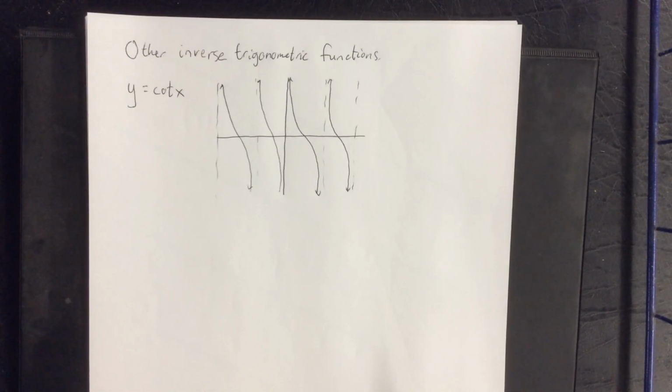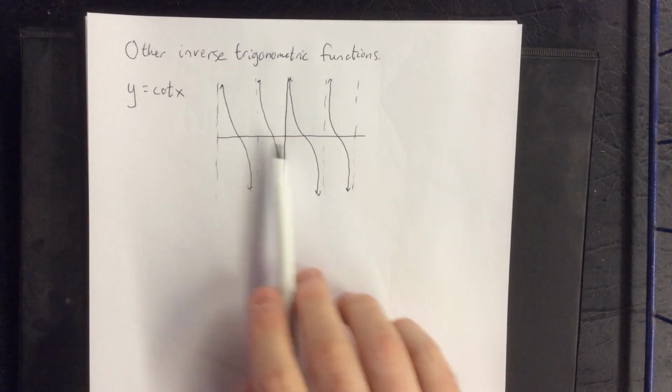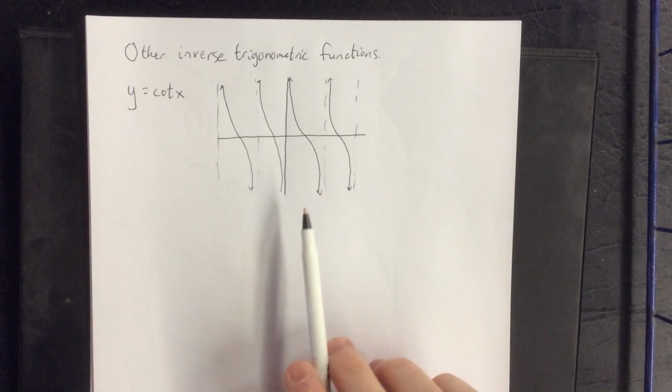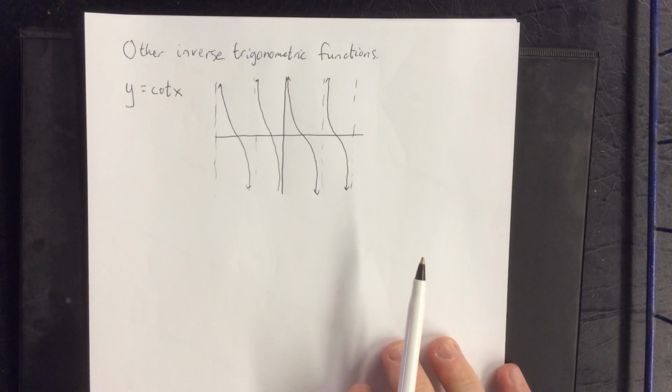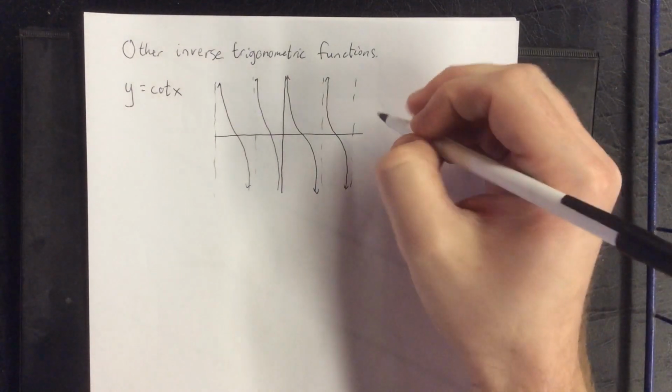Now the logic that we're going to use to turn this into a one-to-one function is going to be the same as the logic that we used for the tangent function. I'd like to go in between any two vertical asymptotes. I'd like to keep it close to x equals 0. I'd like to work with positive angles wherever possible.